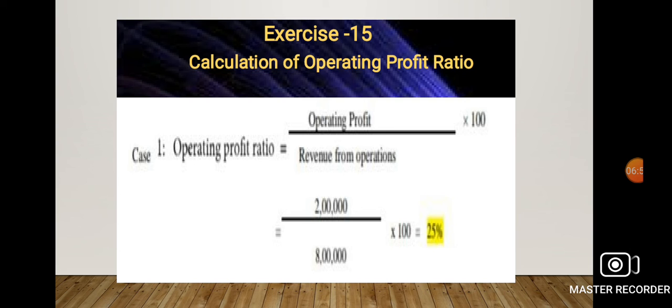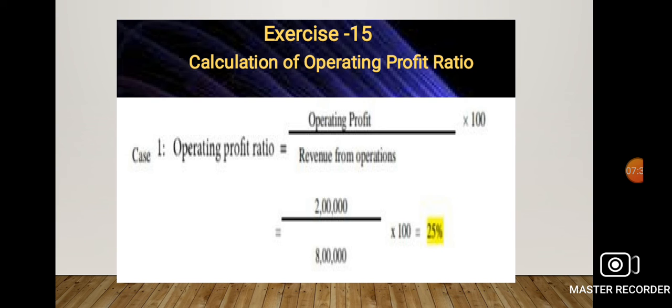Case 1, operating profit ratio. What is the formula of operating profit ratio? Operating profit ratio gives the proportion of operating profit to revenue from operations. It is an indicator of the operational efficiency of an organization. It may be computed as follows. The formula is operating profit divided by revenue from operations into 100.